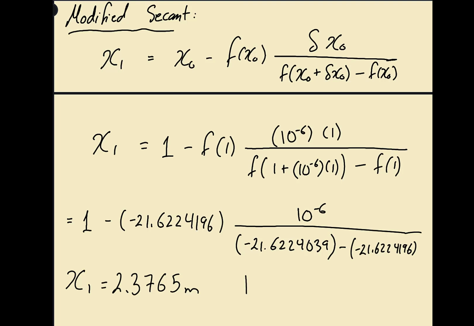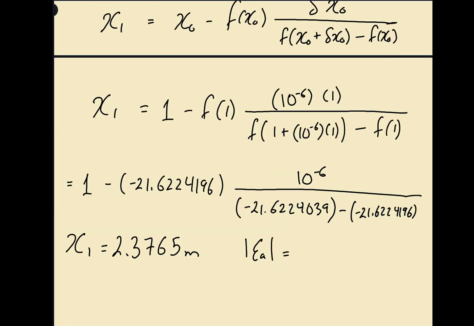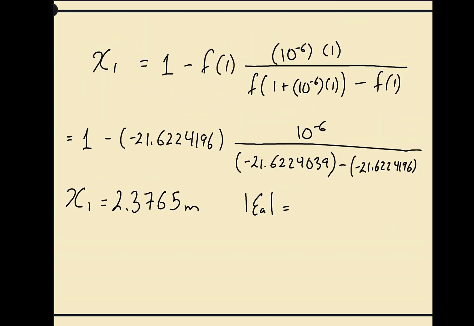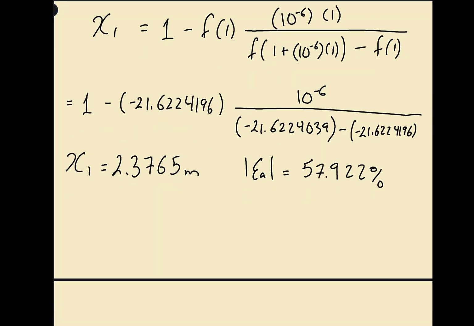If we look at the percent relative error, what are we comparing here? So we're comparing this value to the previous, which is the initial guess, which is 1. So we do the math, we find that this is 57.922%. So not less than 1%, so we need to continue.